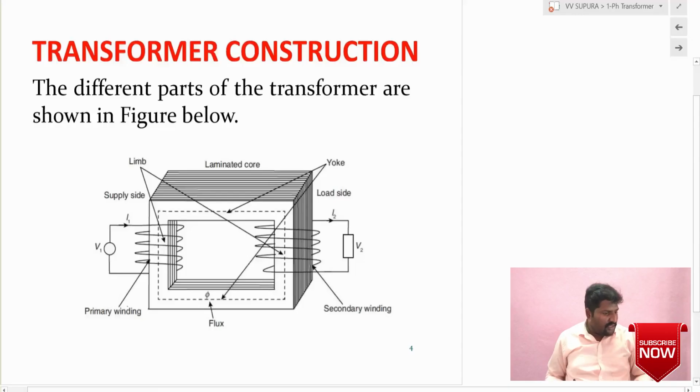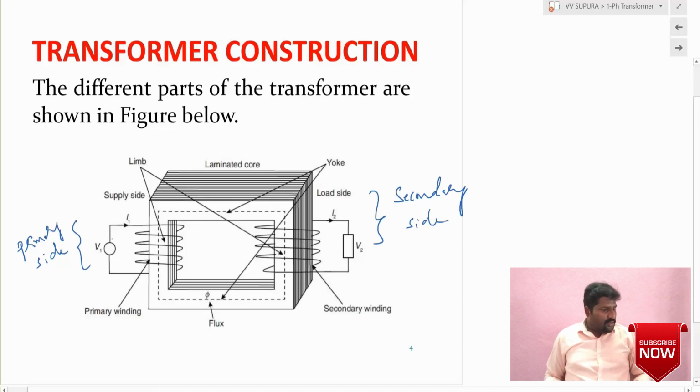It is the primary side, and this will be the secondary side. In the primary side we are giving single phase AC with voltage V1. Because of this voltage, some current will flow through the primary winding, that will be I1. So this wire will be wound in this fashion.